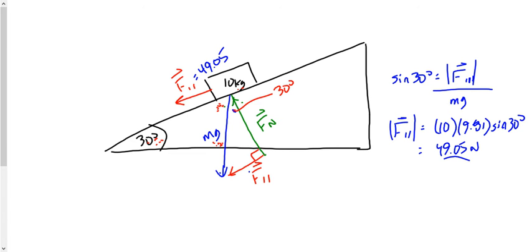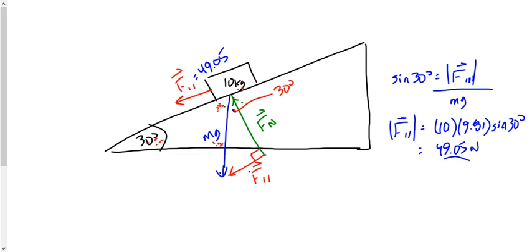Why? Well, look at this. The force of gravity would be 98 newtons straight down. If you drop something straight down, it accelerates with a force of 98 newtons. But if we let it go down the hill, it accelerates down the hill with a force of 49 newtons, half the force, right? So it's going to end up experiencing half the acceleration.